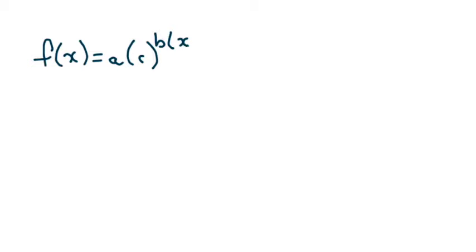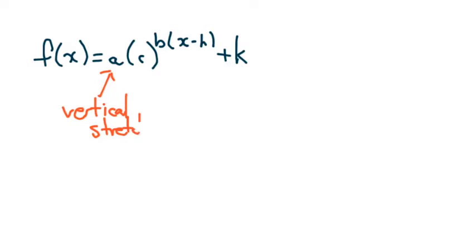So taking a look at the general function, we have four transformations that we can apply: a, b, h, and k. C is the base of the function, so it's going to be whatever it is. A can do two things. It can do a vertical stretch as well as a vertical flip.